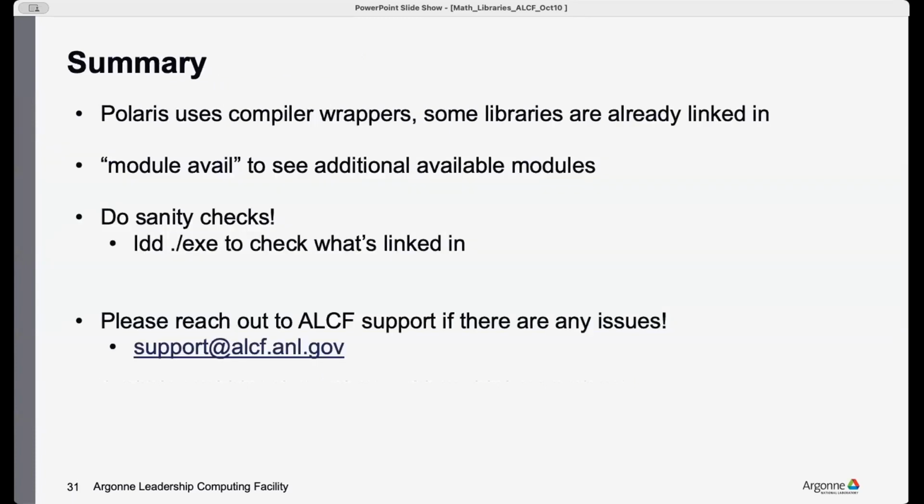Okay, so just in summary, keep in mind Polaris uses compiler wrappers, so things are linked in by default, whereas otherwise you have to link them in yourself. You can use module avail to see additional available modules. There are a lot of them. I definitely encourage people to do a sanity check to see if what you think you're linking in is what you're actually linking in. And of course, please reach out to ALCF support if there are any issues.